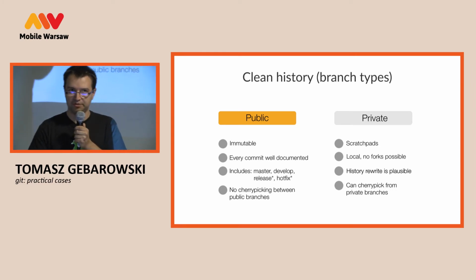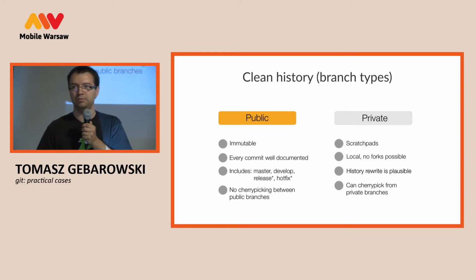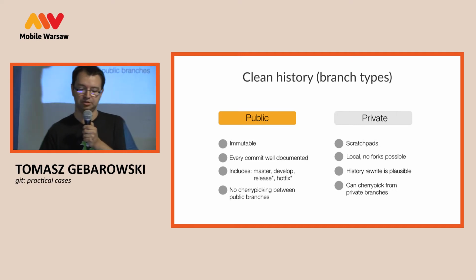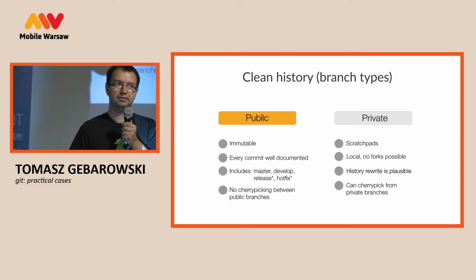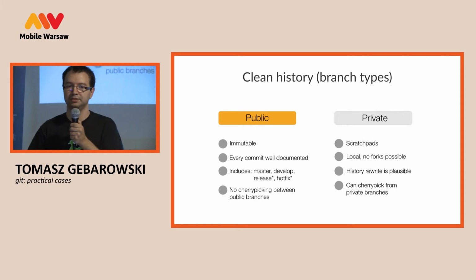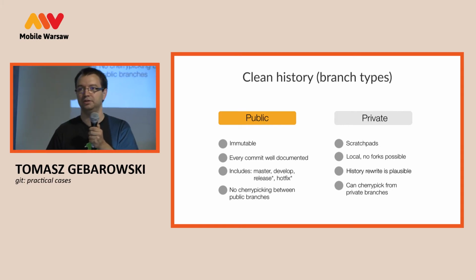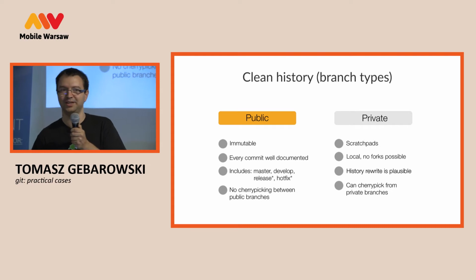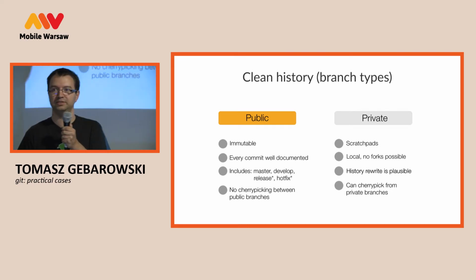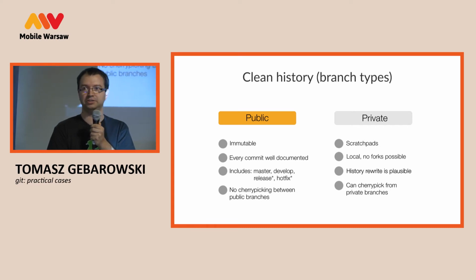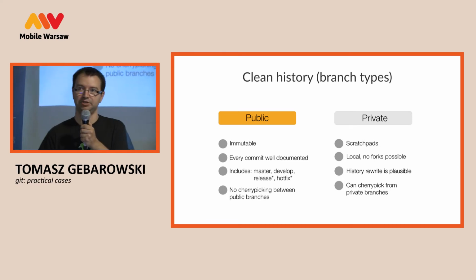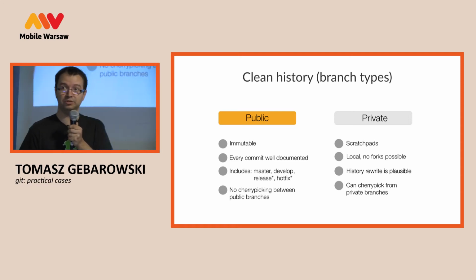And then we have private branches. The private branches are all the branches that we have in local repositories. Those branches are treated as scratchpads. When we treat them as scratchpads, we can rewrite the history there. Of course, this kind of process has to follow the golden rule of rebasing. So simply, we are not rewriting the history of something that is already in a public branch, because it will break the history for other developers. But for all other cases, we can do whatever we want with this history.